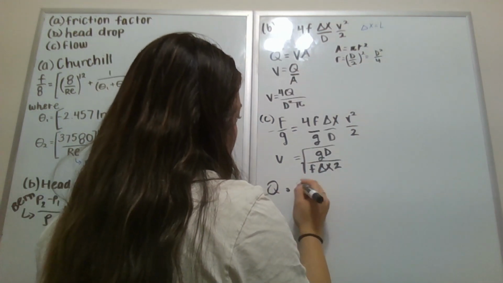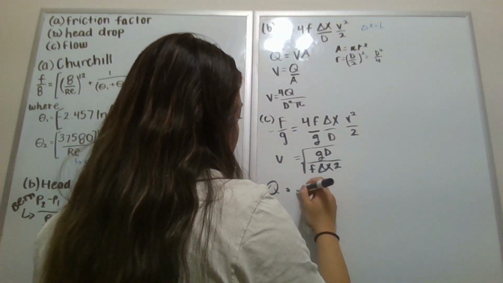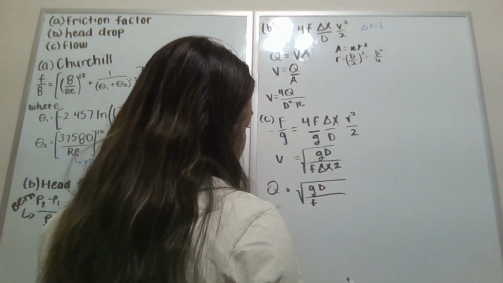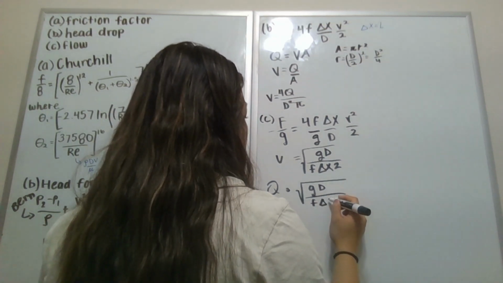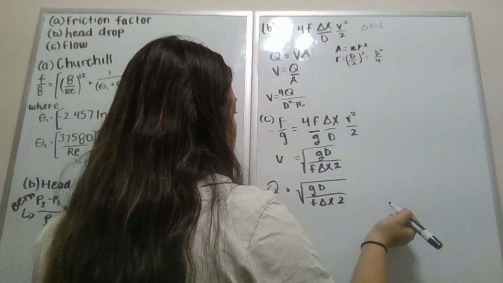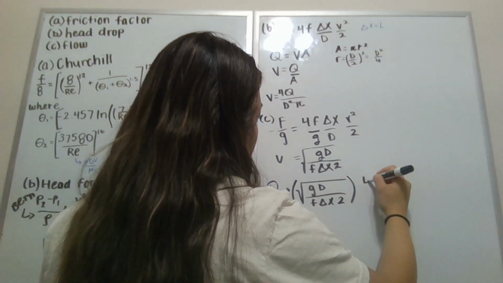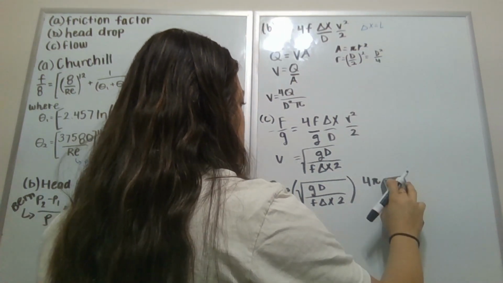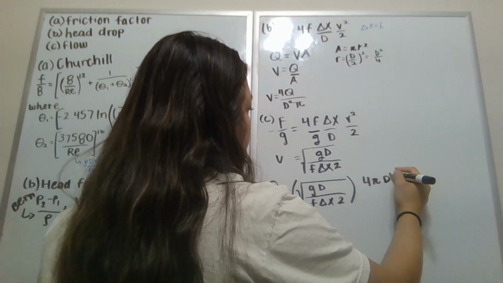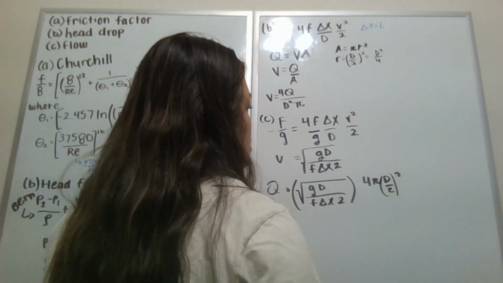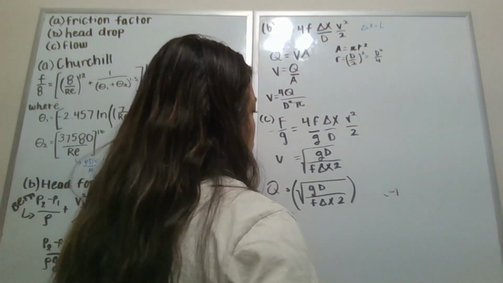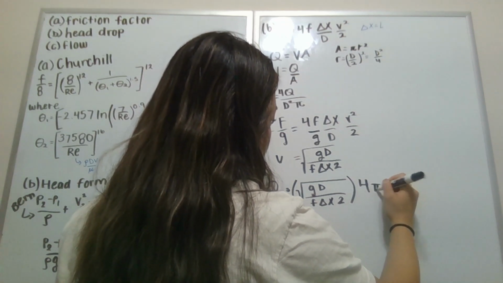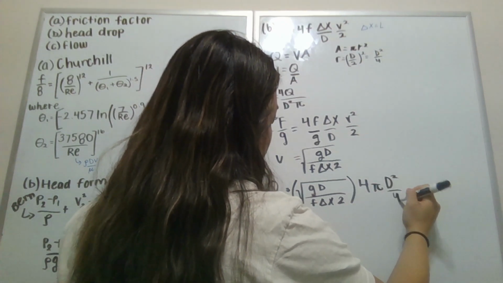So flow is the velocity, so the square root of gravitational acceleration times the diameter divided by the friction factor times the change in position times 2, and then times the area. That's going to be pi r squared. We know that r is just the diameter over 2, squared. Bringing the square into the parentheses, that's going to give us pi times diameter squared divided by 4.